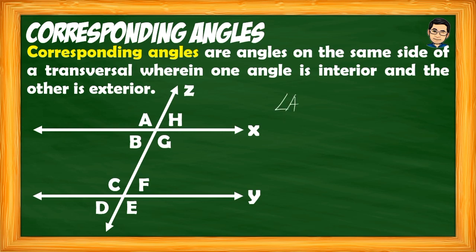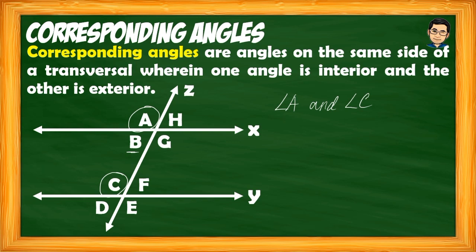Okay, like for example, angle A and angle C are corresponding angles. So, ito ang angle A, ito naman ang angle C. So, yung angle na nasa gitna nila is yung angle B. Okay, next. Angle A is an exterior angle. And then, yung angle C naman ay interior.